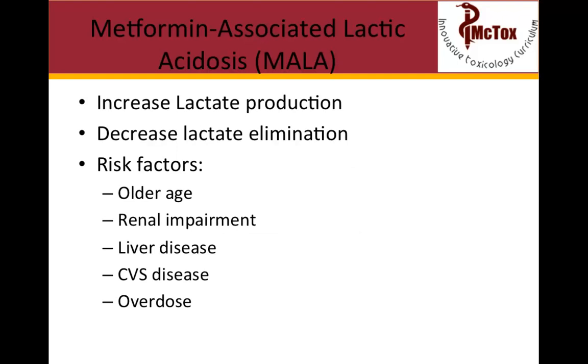This patient has gone on to develop metformin-associated lactic acidosis, or MALA. It's hypothesized that biguanide inhibits oxidative phosphorylation, preventing aerobic metabolism and therefore increasing lactic acid production. It also prevents hepatic gluconeogenesis, which decreases the consumption of lactate. Risk factors associated with MALA are older age, renal impairment, liver disease, cardiovascular disease, and an acute overdose.